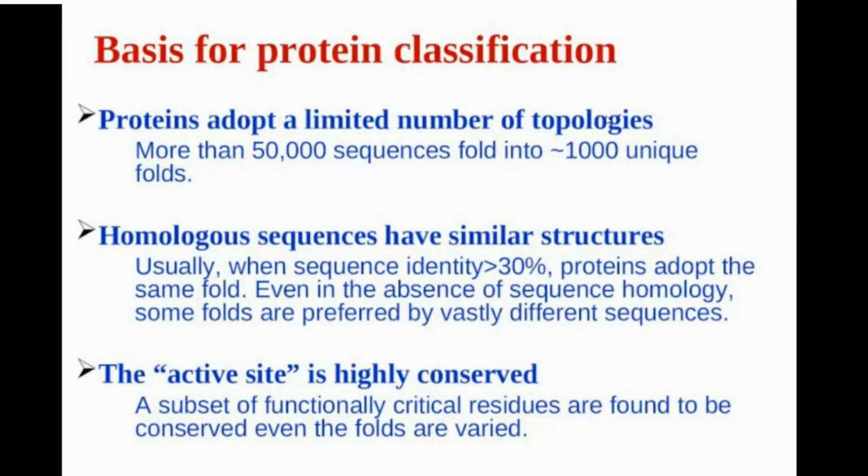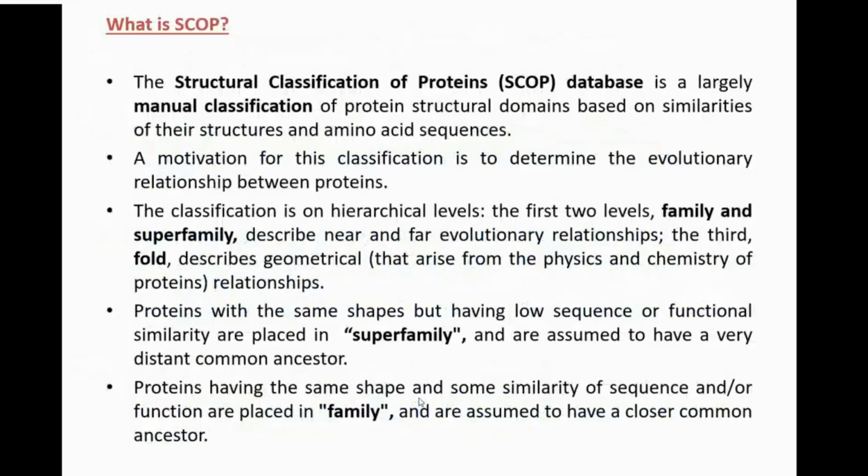They adopt a limited number of topologies. Even if there is sequence dissimilarity, they might have the same fold. Homologous sequences have similar structures. When the sequence identity is more than 30%, they adopt the same fold. And the third basis is that the active site is highly conserved.